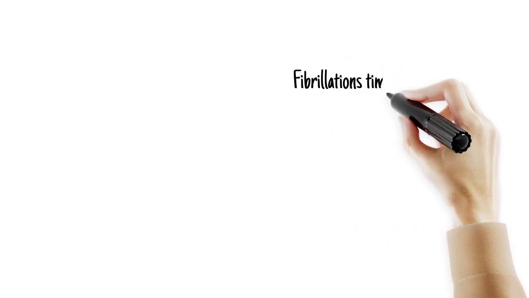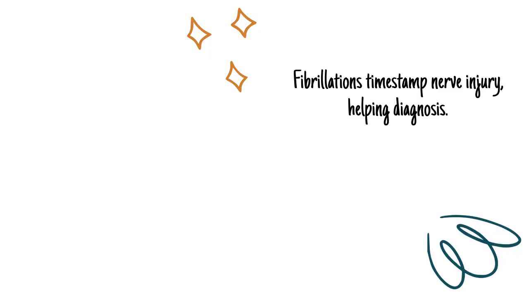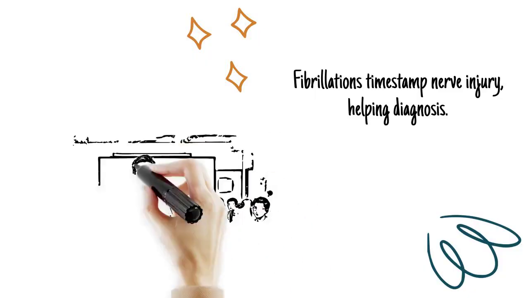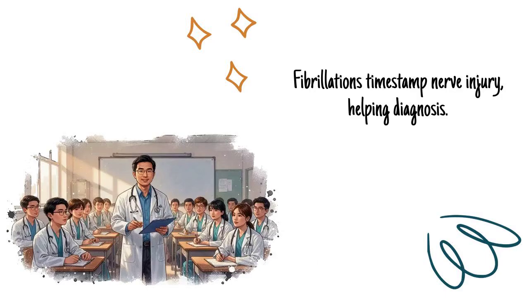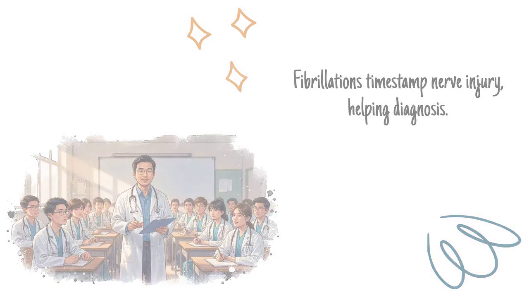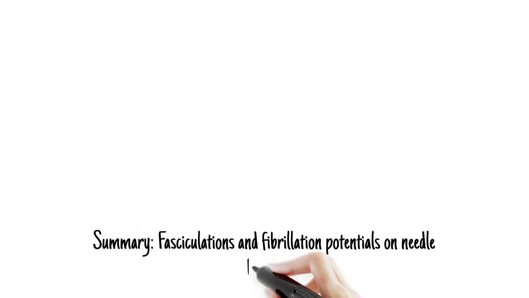The presence of fibrillations on EMG therefore tells the clinician not only that lower motor neuron injury has occurred, but that it happened at minimum 1 to 3 weeks ago, providing a biological timestamp for the injury that carries real diagnostic value. In summary, on needle EMG, fasciculation potentials are spontaneously firing motor unit potentials.